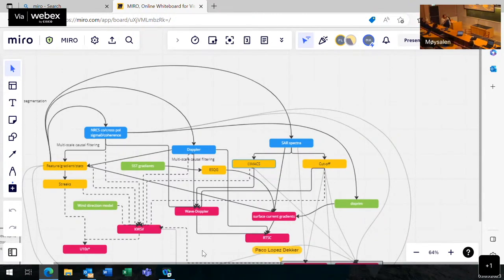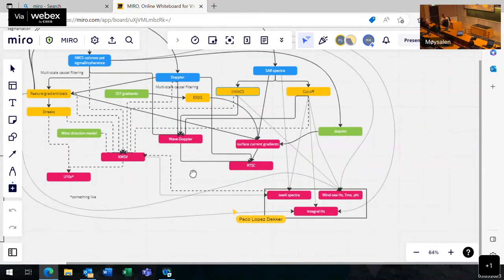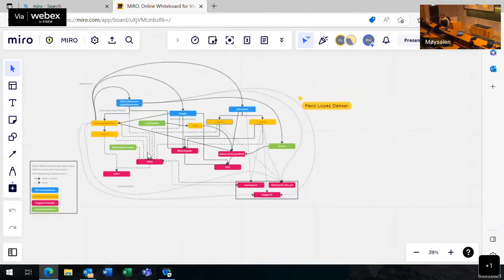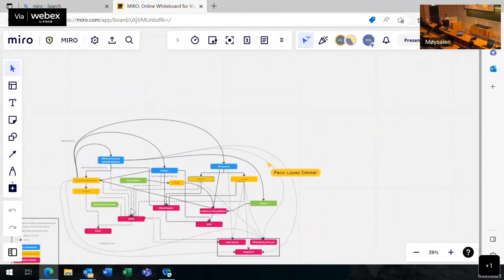We have the machine learning and we have the Paco Lopez processor. So you see, it's a multi-scale processor that we have set up for Harmony.